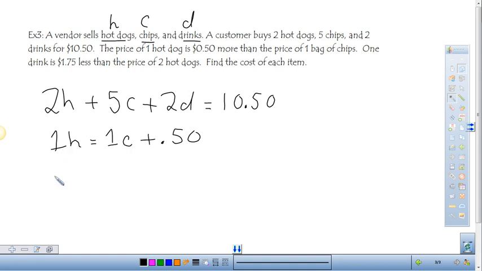And then 1 drink is $1.75 less than 2 hot dogs. So if I bought 2 hot dogs and then I took away $1.75, I would get the price of a drink. Okay? So this is set up really nicely for algebra because you're already solved for H and you're already solved for D.